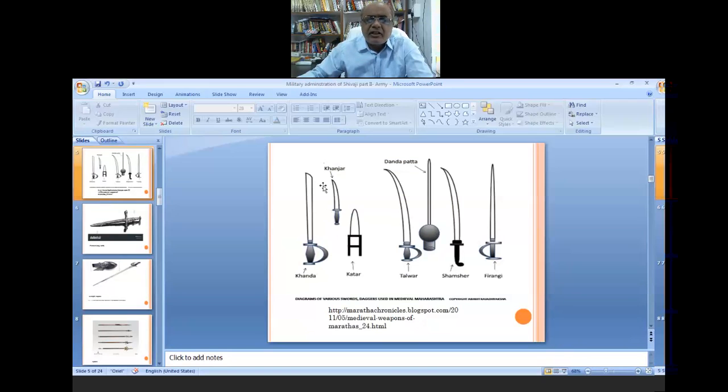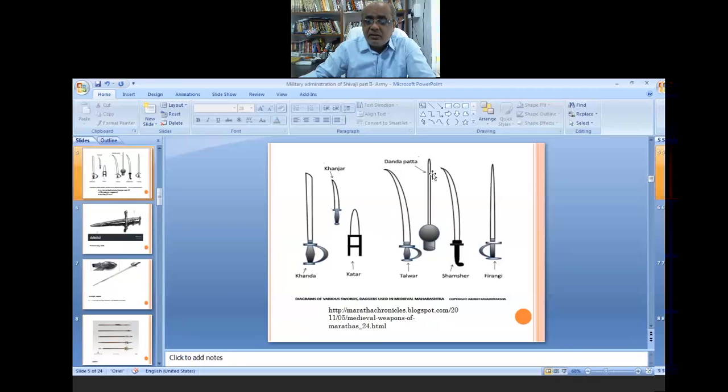And these are the different types of weapons. This is called khanda, this is khanjar, then katar, a very small weapon, and this is the talwar, a typical sword. Then this is the danpatta. Danpatta used to be quite a long weapon, and there were certain experts, like Baji Prabhu Deshpande, who fought in the Ghodkhind, was an expert in danpatta.